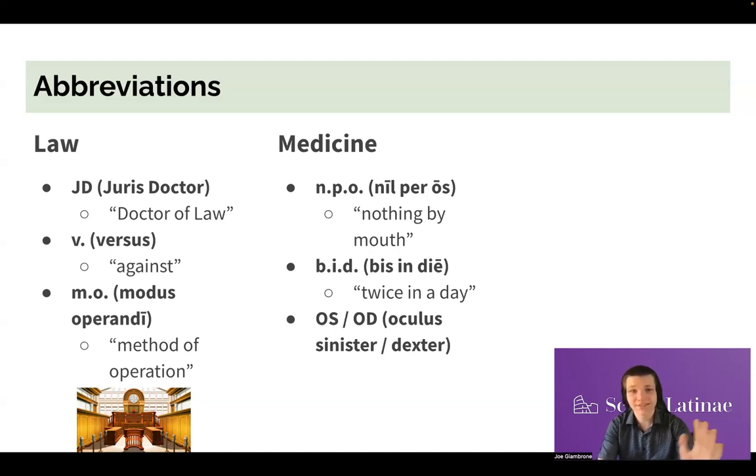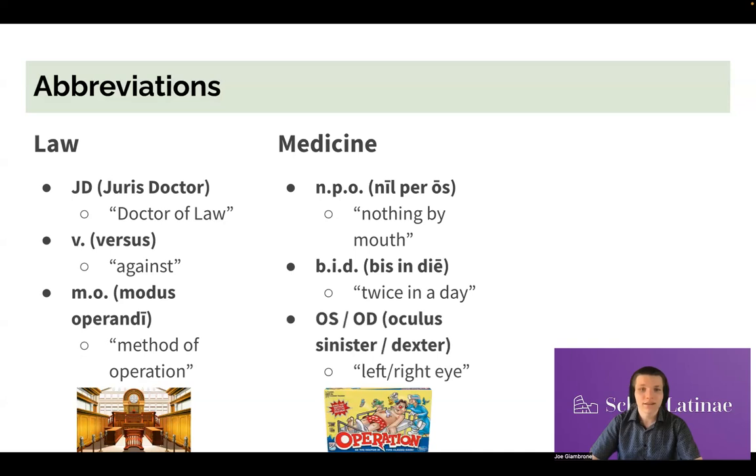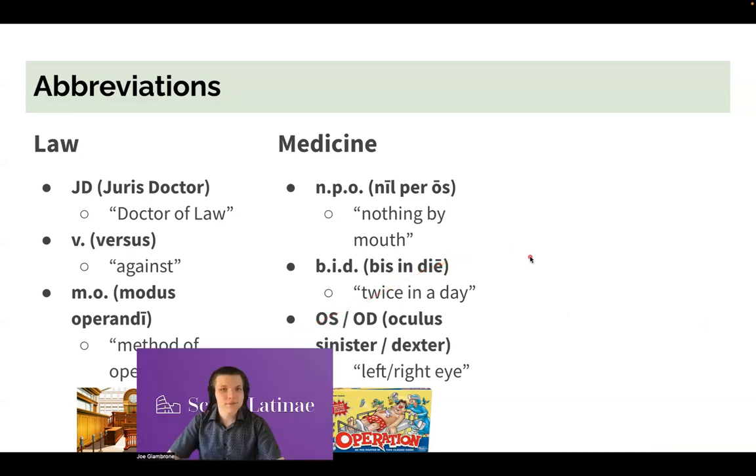That stands for oculus sinister or oculus dexter, and that literally means left eye or right eye. I notice also a little fun thing that sinister means left and has kind of adapted into its modern meaning of evil, right? And so some other abbreviations you might come across, RIP.